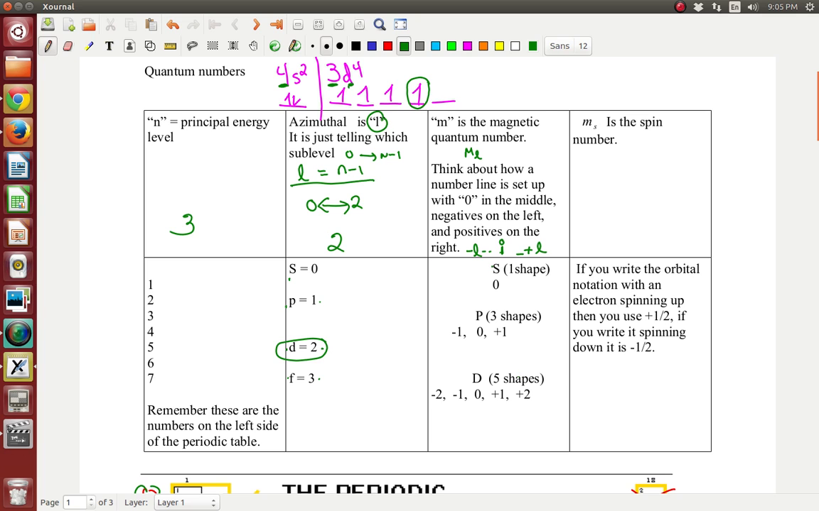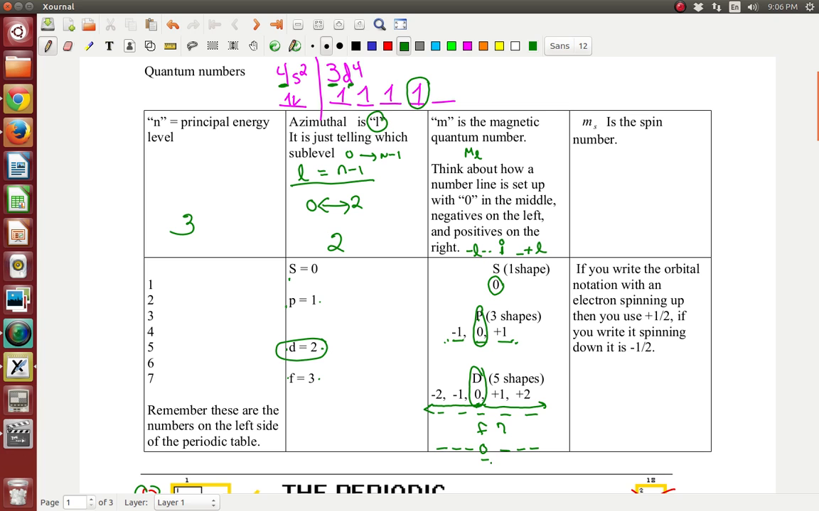Well, that's the way you do it scientifically. The way I do it is I just write down S. And since it only has one position, that's the 0 position. P has 3 lines, 3 shapes, and so the 0 goes in the middle, and then a negative on one side and positive on the other, just like the number line. Negative to the left, positive to the right. D has 5 shapes. So right in the middle is the 0, and then you count up like a number line: negative 2, negative 1, 0, 1, 2. Okay, that's the 5 spots. What about F? F has 7 shapes, so it would be a 0, and then 1, 2, 3, 4, 5, 6, 7.